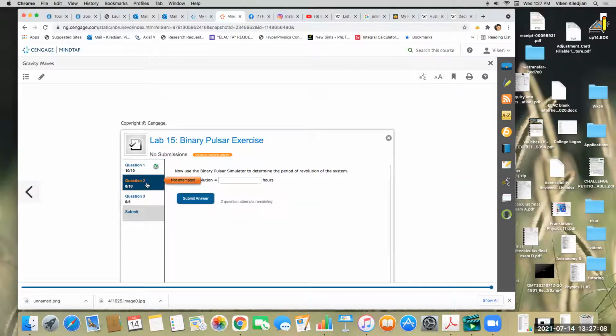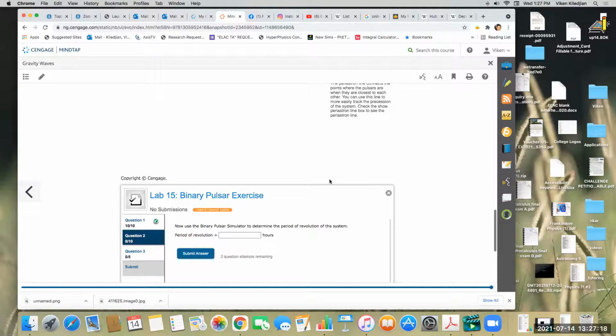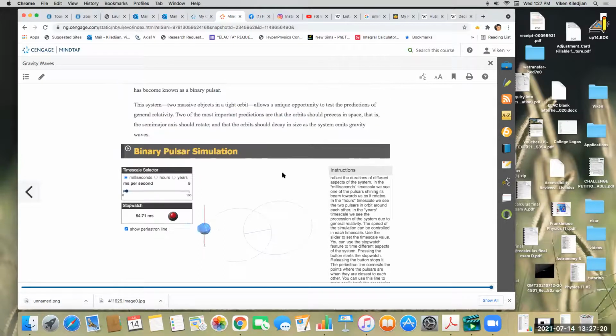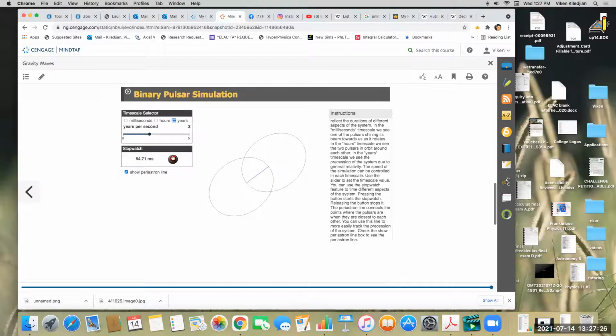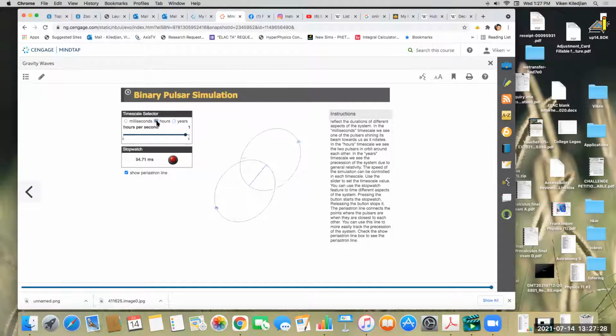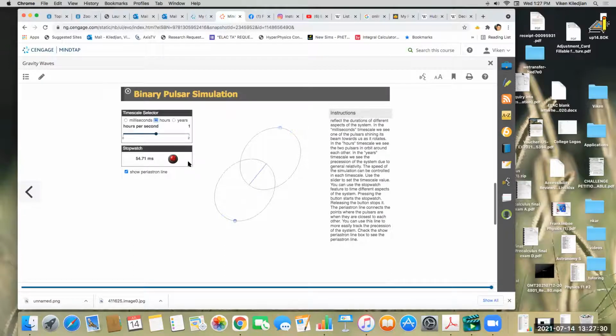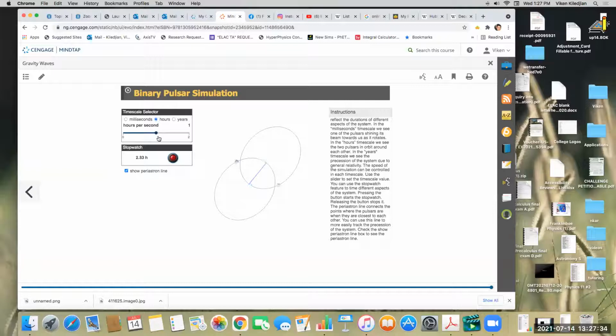Then question 2. Now use the binary pulsar simulator to determine the period of revolution of the system. Period of revolution in hours. Okay, so then you would go to the hours. Oh, no, in hours. So how would you determine the period of revolution? This one also has, so now we could slow it down.